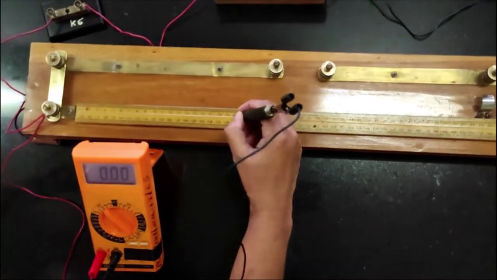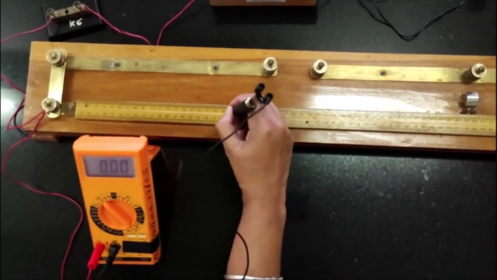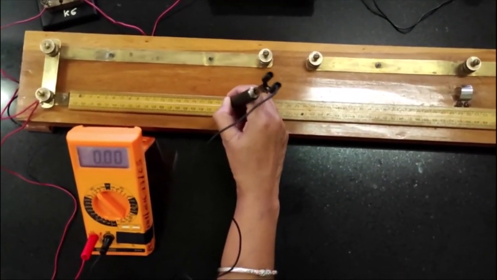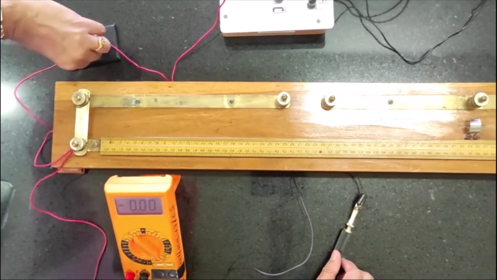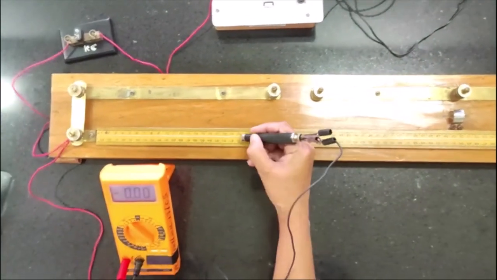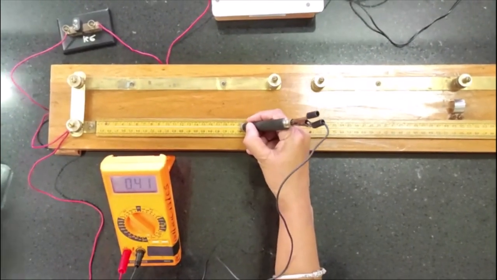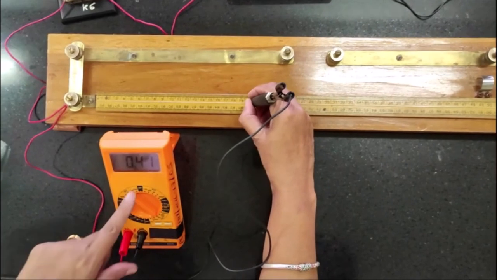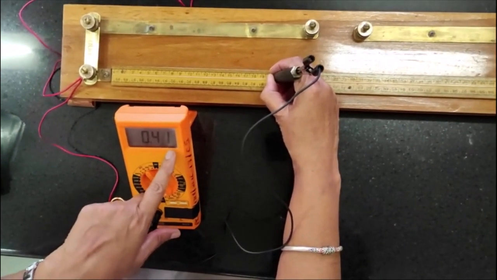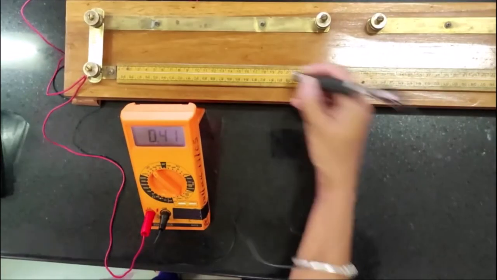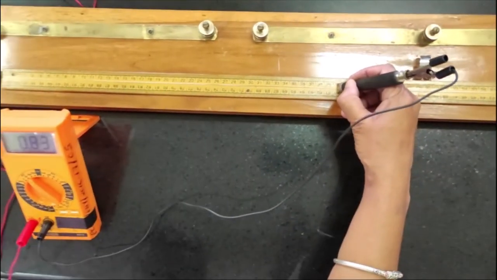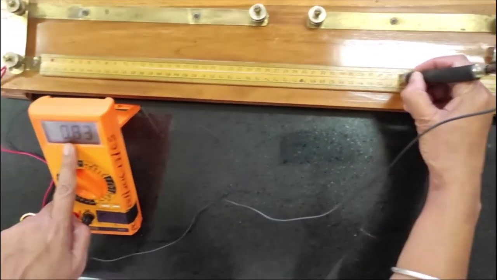You can see there is no voltage seen on the voltmeter. That is because the source is on, but the key was not inserted. So you have to insert the key, check whether the source is on. Voltage drop across 20 centimeter length of the wire is 0.41 volts. 20 centimeter length of wire, voltage drop found is 0.41, right?